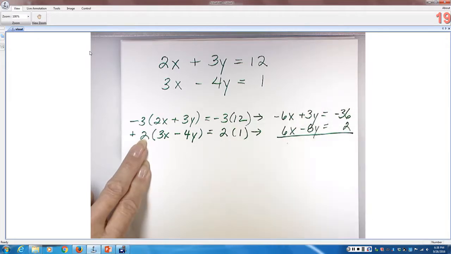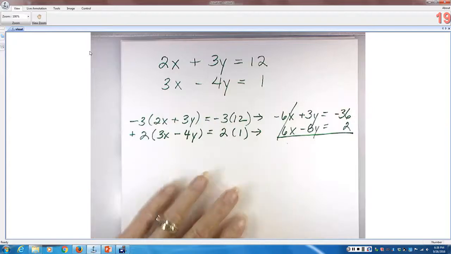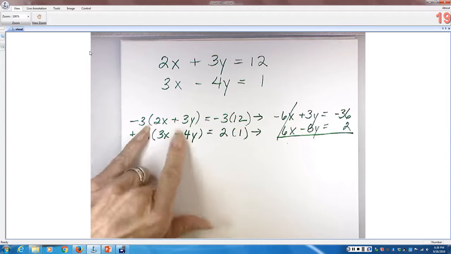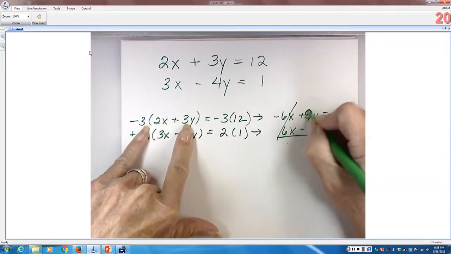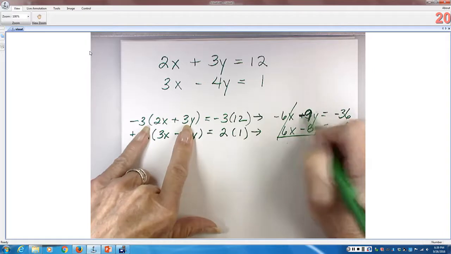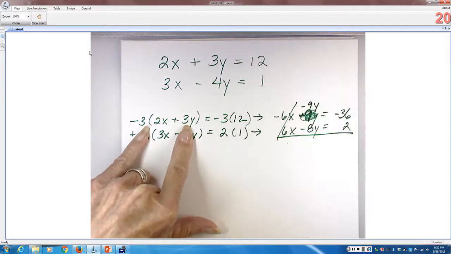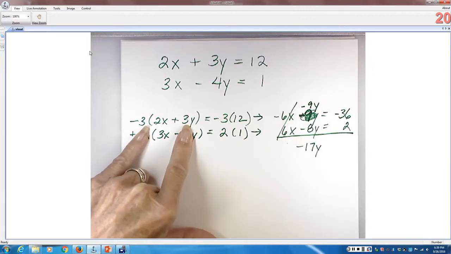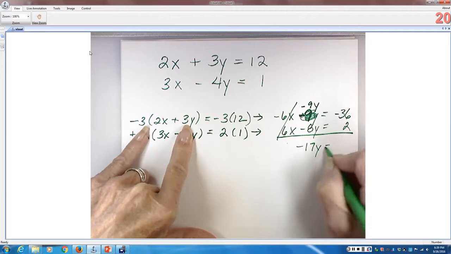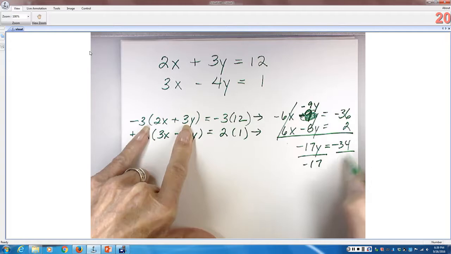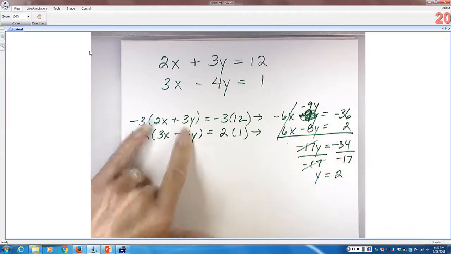So I'm just going to add them together now. These are gone. Would that be -9y? -9y at the top. Ah, yes, I think I might need to go back and get some coffee. Yeah, it is a negative. Thank you. When I add these together, I get -17y and -34. So I'll divide both of them by -17 and get y equals +2.